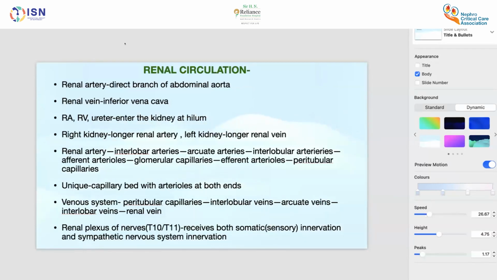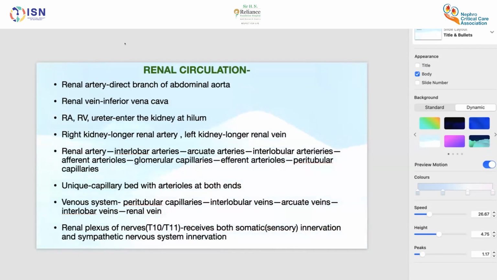This glomerulus is unique in capillary formation because the capillary bed both begins and ends with arterioles. The venous system is in the reverse. The peritubular capillaries drain into interlobular veins, then arcuate veins, then interlobar veins, and the renal vein.